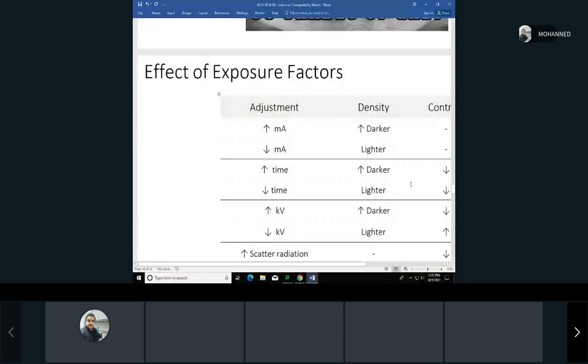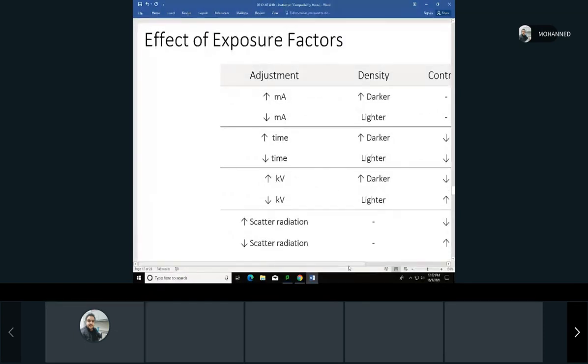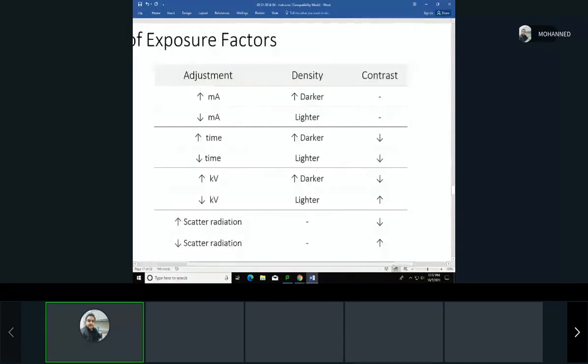Okay. Exposure factors and how they interact or how they affect contrast and density. As I said, density is about amount of electrons. So usually it's more related in a more direct way to the milliamperage. So you increase the milliamperage, you increase the electrons, and you increase the density, and you make it what? Darker. Less milliamperage, less density, lighter, right?